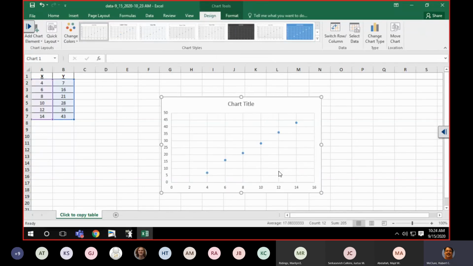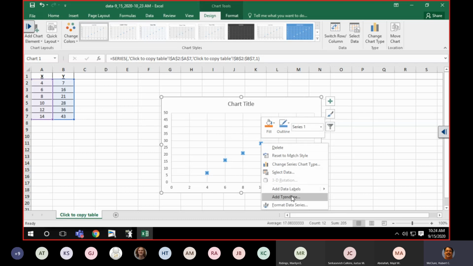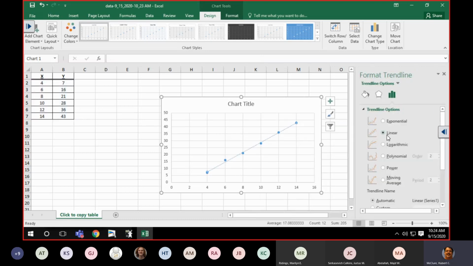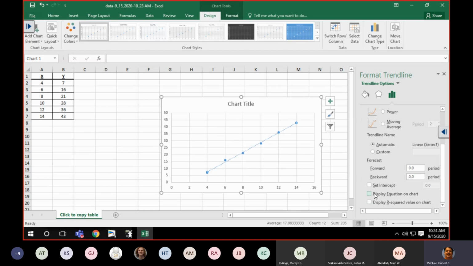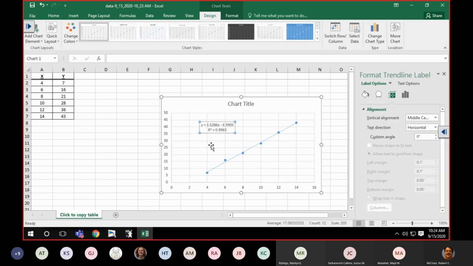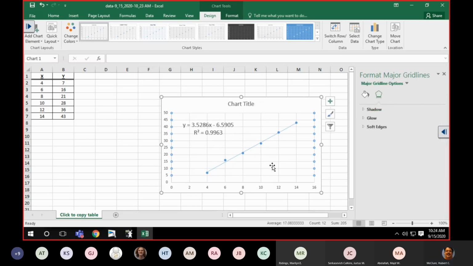Now this looks pretty linear, so it might be a straight line. Click on one of the dots, right click on one of the X's, and hit Add Trend Line. Linear, go down to the bottom, display equation. Always display R also. And I'm gonna make it a little bit bigger for y'all so y'all won't complain. Now, this is the line of best what? Fit. It's called the line of regression.